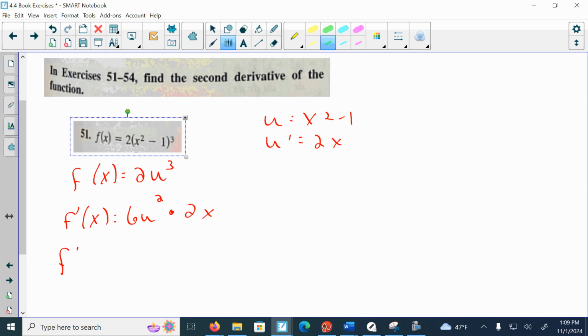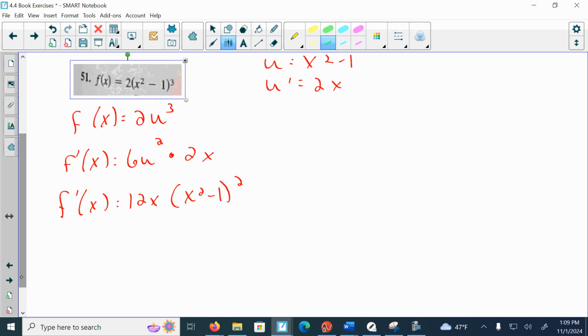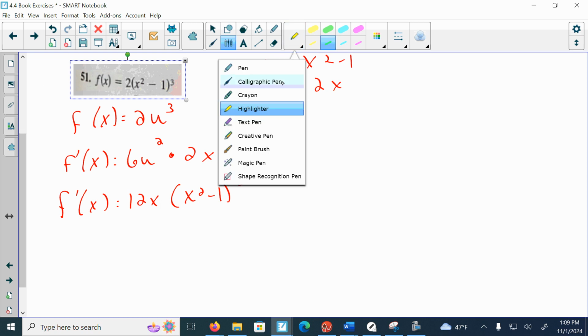So when I rewrite this, the first derivative is going to be 12x times u, which is x squared minus 1, squared. Now that's my first derivative. Now I need to find my second derivative. So I'm going to have to do that whole chain rule thing again.